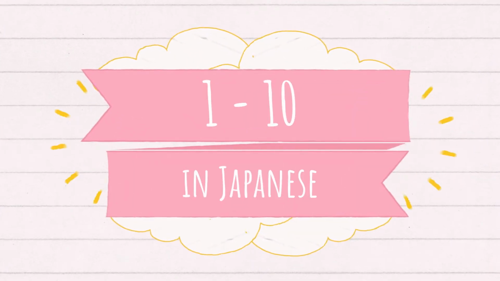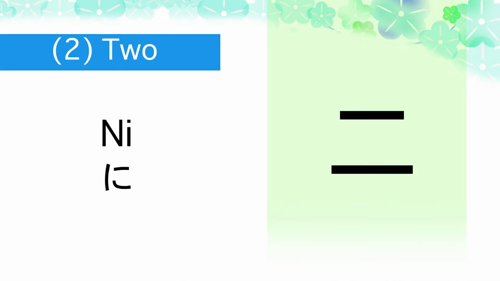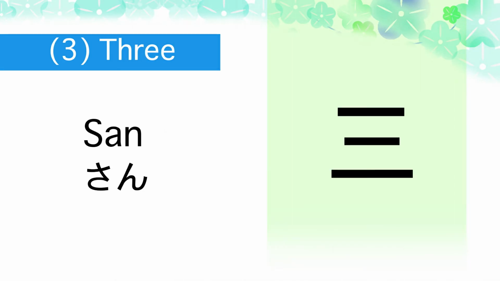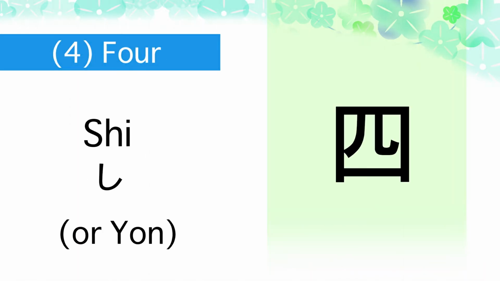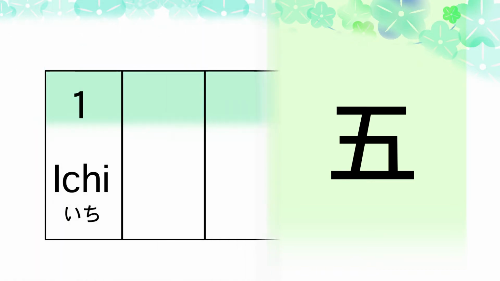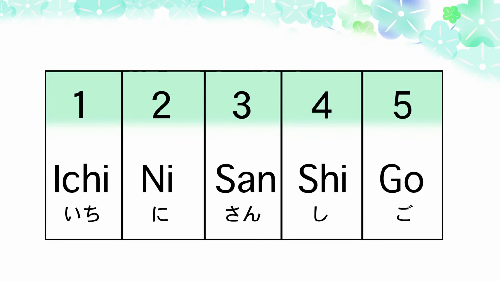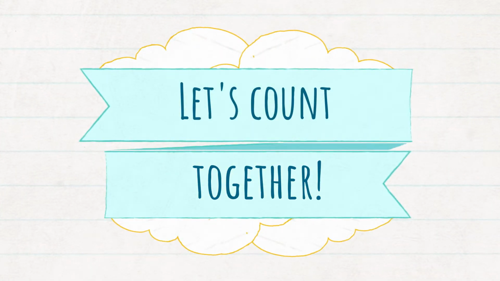to count 1 to 10 in Japanese. 1, 2, 3, 4, 5. 1, 2, 3, 4, 5. Okay, let's count 1 to 5 together.